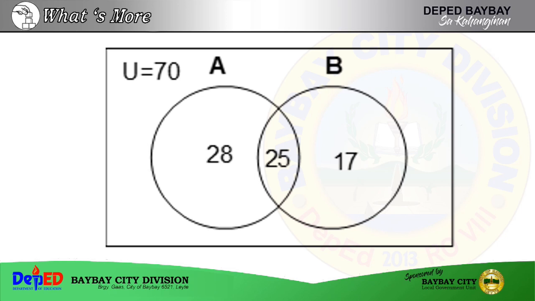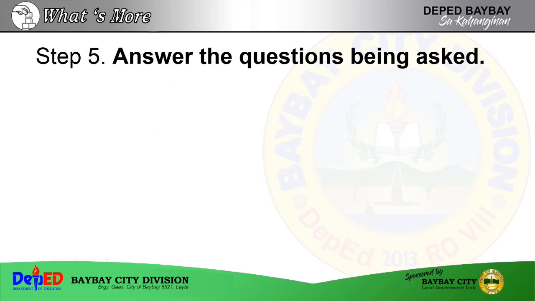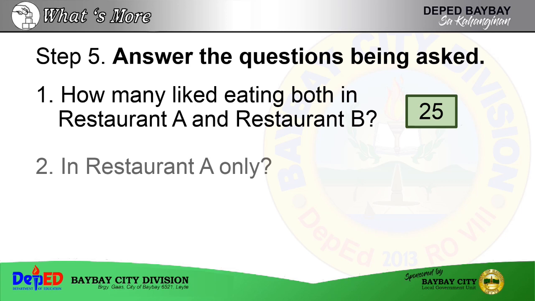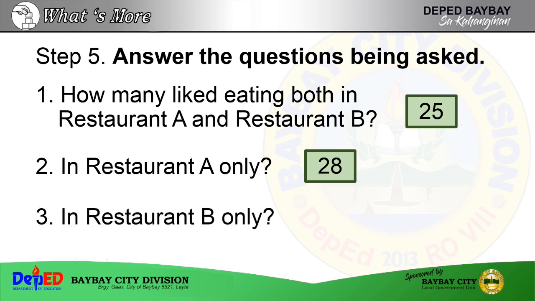Step 5. Answer the questions being asked. 1. How many like eating both in Restaurant A and Restaurant B? Okay, there are 25 who like eating in Restaurant A and Restaurant B. 2. How about in Restaurant A only? Okay, there are 28 residents who like to eat in Restaurant A only. Last question, how about in Restaurant B only? There are 17 residents who like to eat in Restaurant B only.